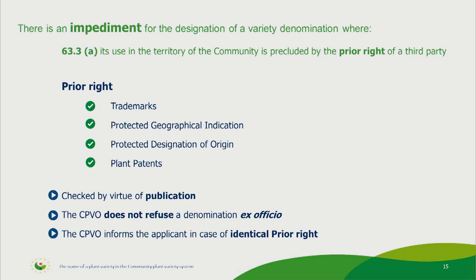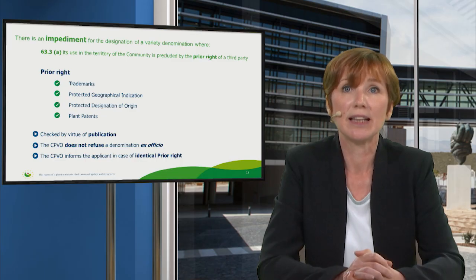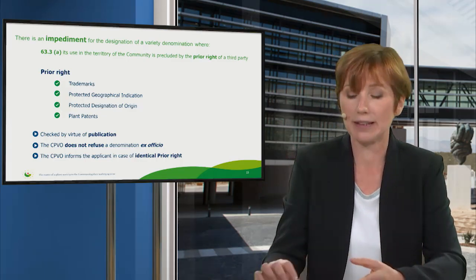The most commonly encountered example of such a prior right is a registered trademark, but it can also be a protected geographical indication, a protected designation of origin, and a plant patent. The CPVO gives the possibility to a prior right holder to assert his rights by publishing the denominations, but the CPVO does not refuse a denomination ex officio. However, the office always informs the applicant in case of an identical prior right.